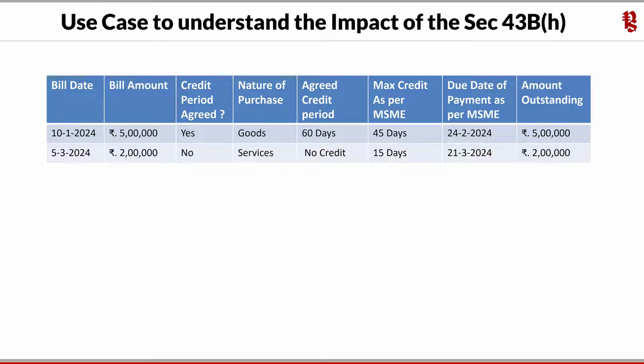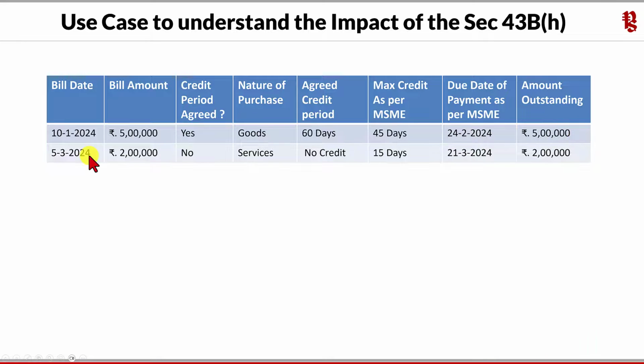Let us take a use case to understand the impact on profitability. The table here provides the bills outstanding as on 31st of March 2024. The first invoice date is 10th of January. The bill amount is 5 lakhs. Credit period is agreed. They have purchased goods. As per the agreement, the credit days is 60 days, whereas the maximum credit period as per MSME is 45 days, which means the due date of payment falls on 24th of February for the entire amount.